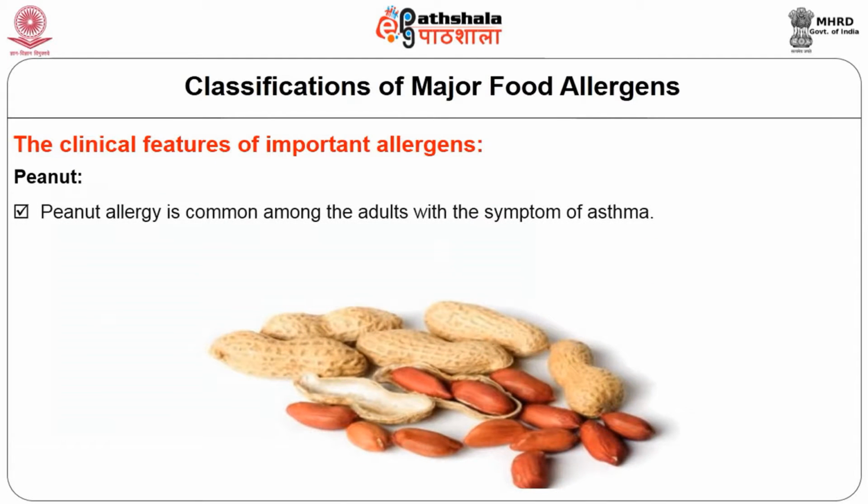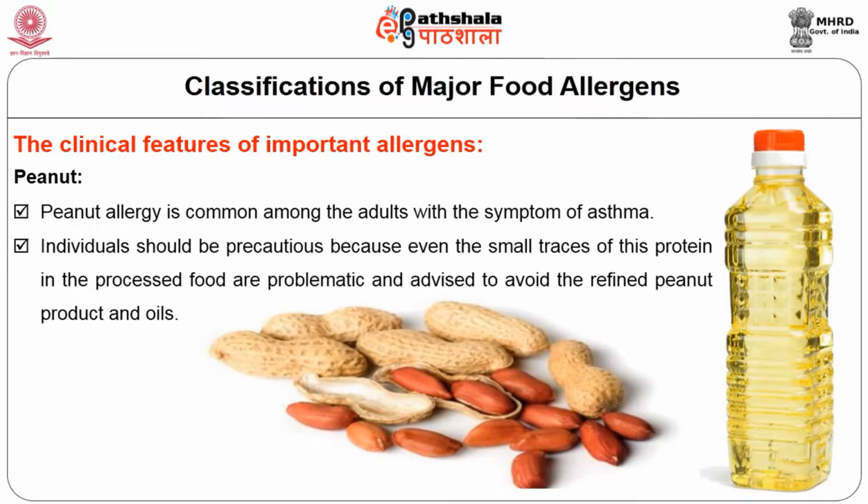Peanut allergy is common among adults with the symptoms of asthma. They'll have some kind of respiratory problem. So individuals should be cautious because even small traces of this protein in processed food are problematic, and they are advised to avoid refined peanut products and some kinds of oils which are based on peanut.